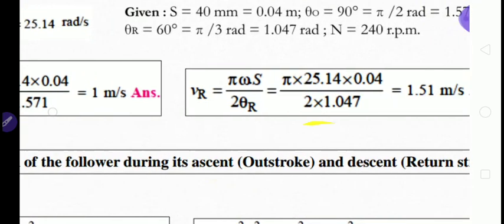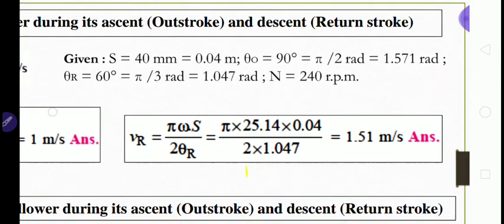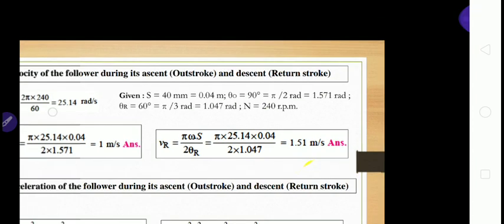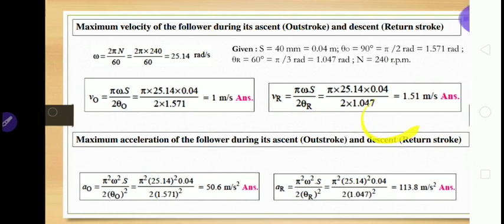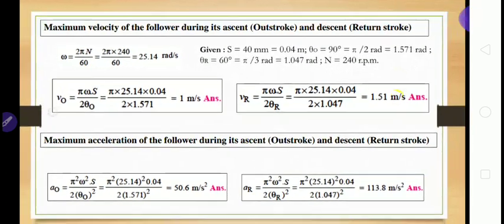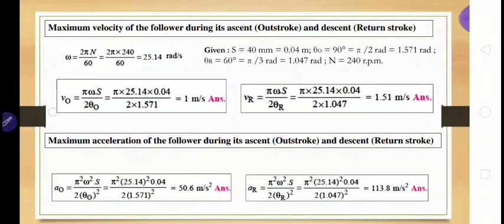Similarly, maximum velocity during the return stroke is having formula Vr is equal to pi omega s divided by 2 theta r. Just the difference in the two formula is, in denominator theta o is there for outstroke, and theta r is there during the return stroke. Put the values and you will get the answer for maximum velocity during return stroke is 1.51 meter per second.